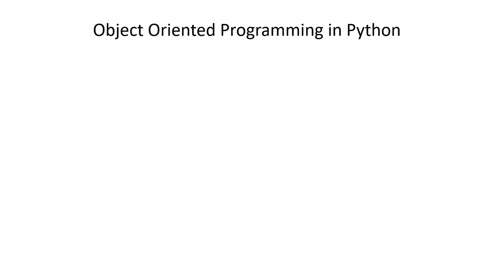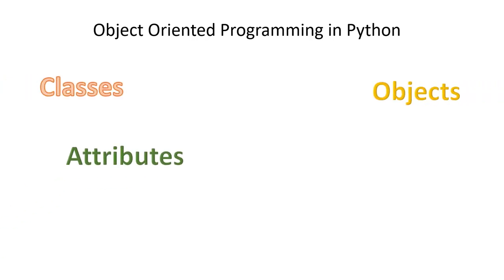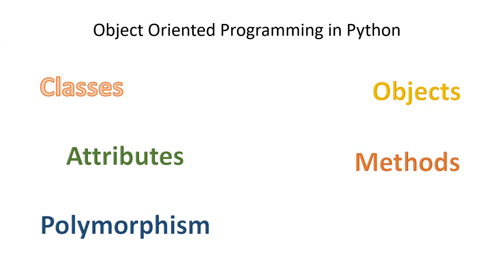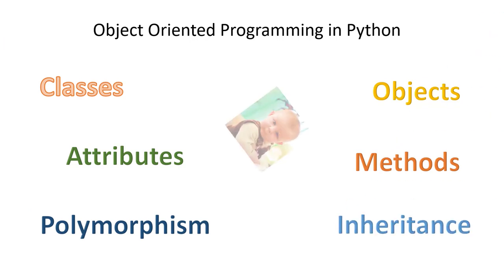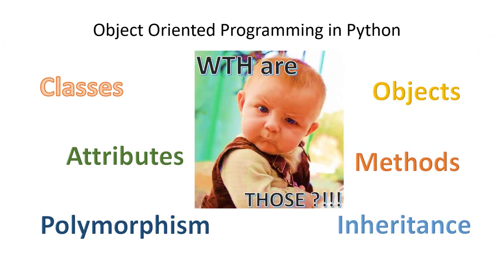And we are going to see how Python is going to cater to the requirement of object-oriented programming. Maybe most of us would have heard this: classes, objects, attributes, methods, polymorphism, inheritance. Oh God, what the hell are they? What are they going to do? And how are they going to ease up the life of a programmer during a large, robust application development?